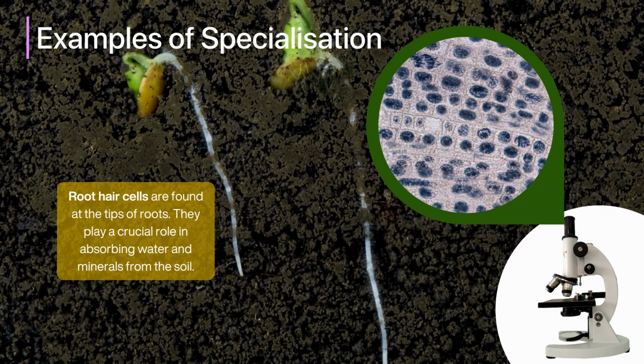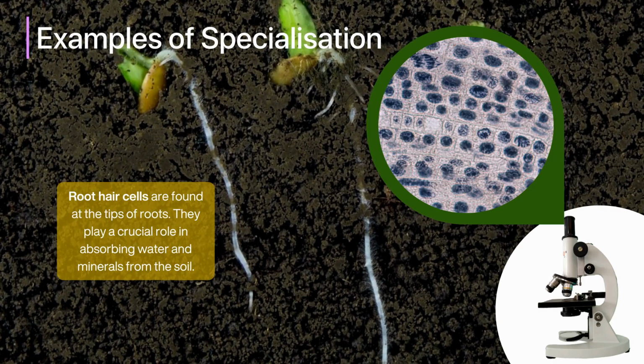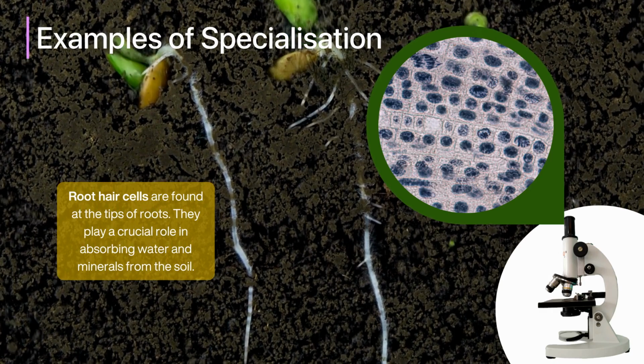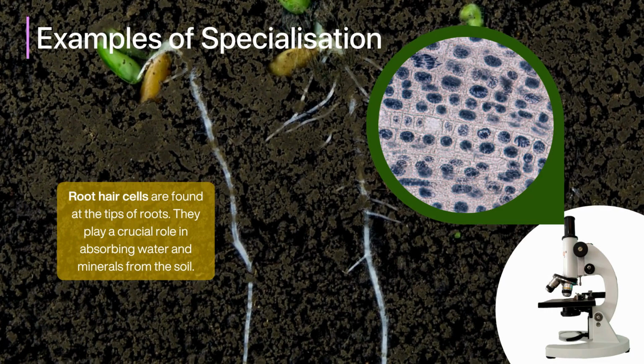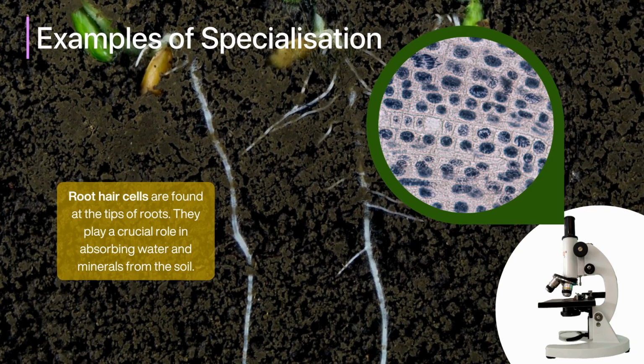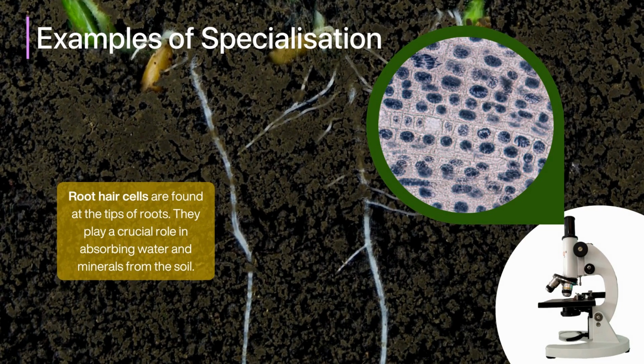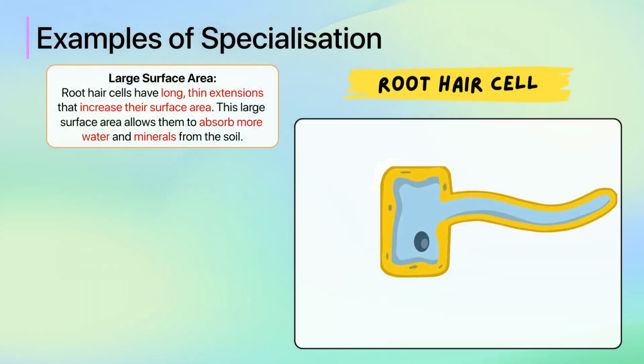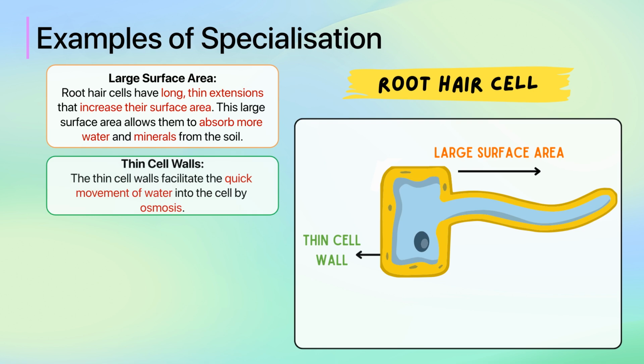Firstly, let's take a look at root hair cells. Root hair cells are found at the tips of roots. They play a crucial role in absorbing water and minerals from the soil. These cells have several unique features that make them highly efficient at their job. For instance, root hair cells have long, thin extensions that increase their surface area. This large surface area allows them to absorb water and minerals from the soil more quickly. They also have thin cell walls to facilitate the quick movement of water into the cell by osmosis.